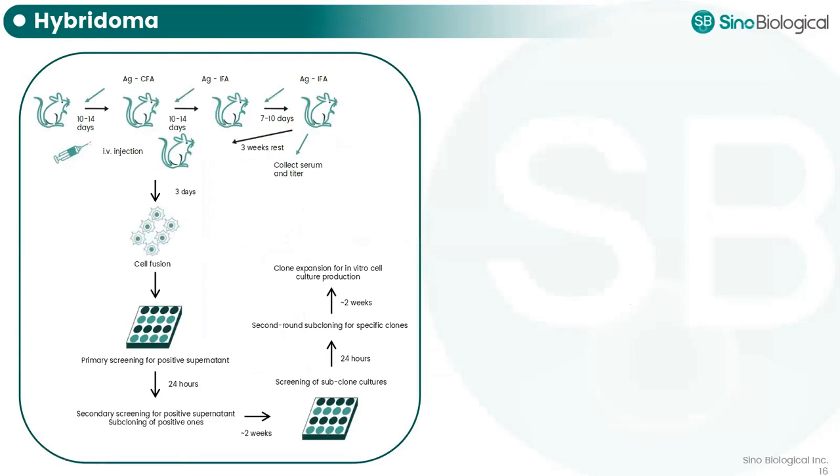For the traditional hybridoma, let me briefly go through the process. After the immunization, we obtain the B cells from the spleen, and then by cell fusion, we screen for the positive clones, I mean the positive supernatant, with two rounds of ELISA screening. Then we do subcloning of the positive ones and screen for the positive ones again. If we want to obtain purified antibodies, we can do clone expansion for in vitro cell culture production.